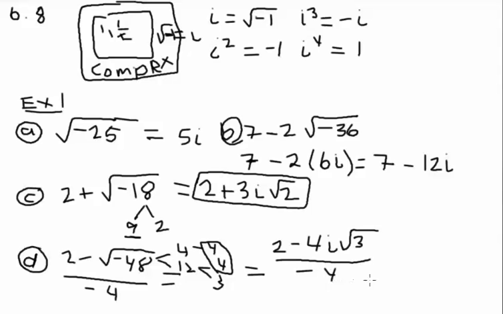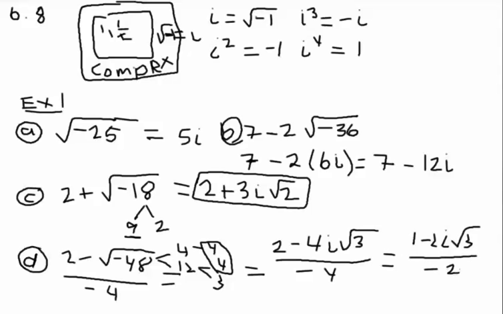Now, if you look really closely at this, all of these have a common factor: the 2, the negative 4, and the negative 4 there. They all have a common factor of 2, and so we have to take that out. So we're going to divide all of those. 2 divided by 2 is going to be a 1. The 4 divided by 2 is going to be a 2i square root 3 over negative 2.